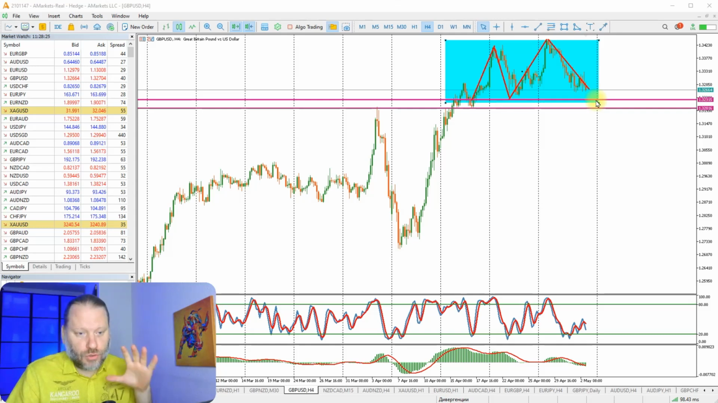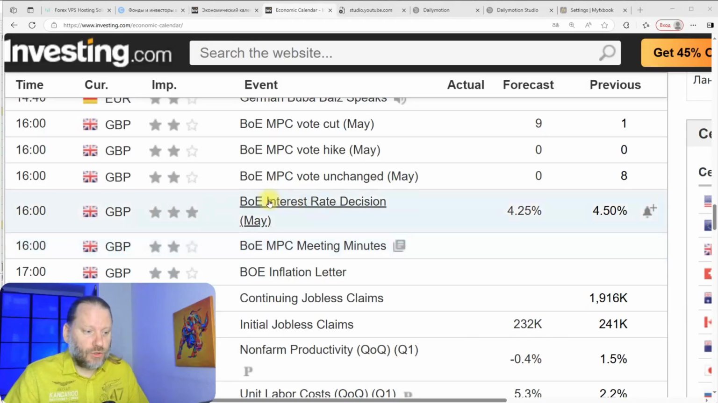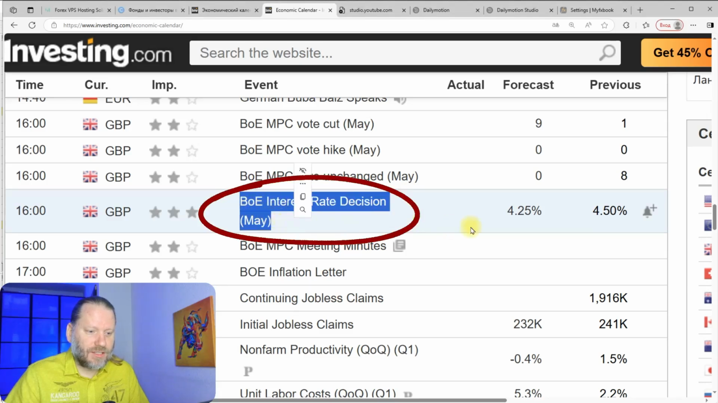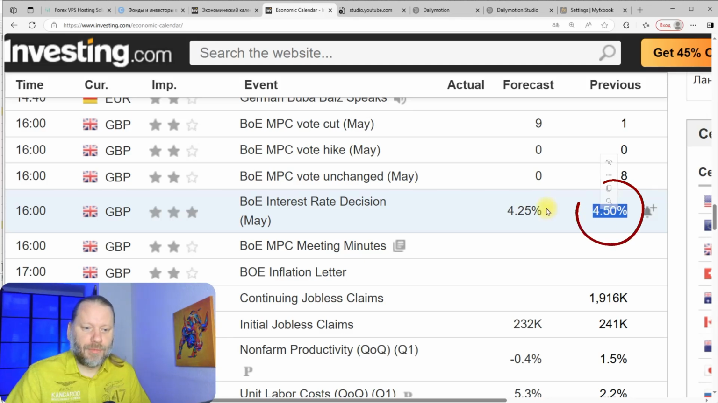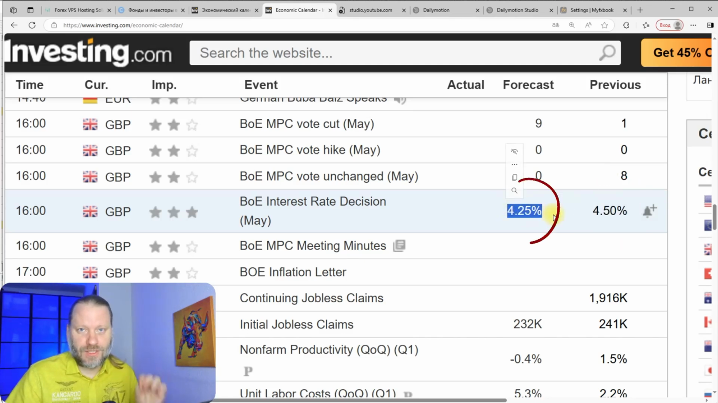Moreover, the news that is coming this week will put even more pressure on the British pound. What kind of news is this? Is it worth following it so closely? Let's take a look at the economic calendar. Look, there will be news on Thursday, May 8th, the UK Central Bank interest rate decision. And the current rate is 4.50 and the forecast is 4.25. That's an interest rate cut.